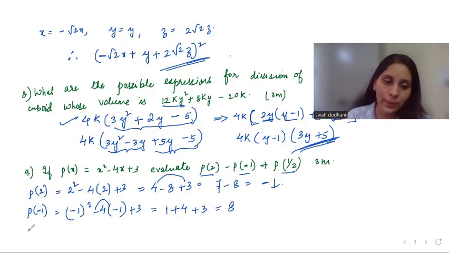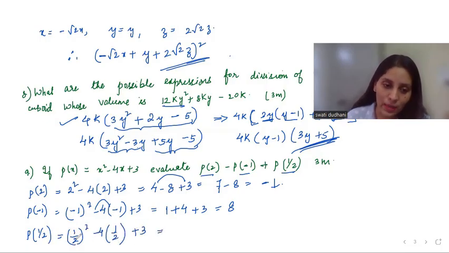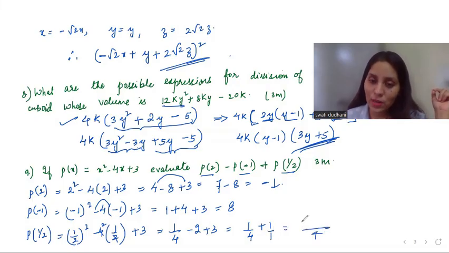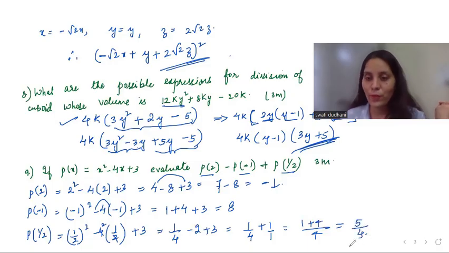Now last one, P of 1 by 2. Substitute 1 by 2: 1 by 2 whole square minus 4 into 1 by 2 plus 3. So 1 by 2 whole square is 1 by 2 square, which is 1 by 4. 4 into 1 by 2, I can reduce this, 2 ones are 2, 2 twos are 4, so minus 2 plus 3. So 1 by 4 minus 2 plus 3 is plus 1. Whenever you see a fraction, you will always take the LCM. So here the LCM is 4. So 1 plus 4 will come as 5 by 4.